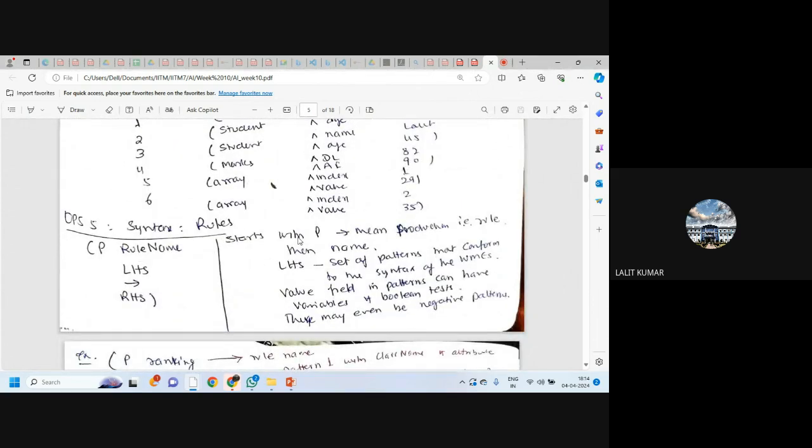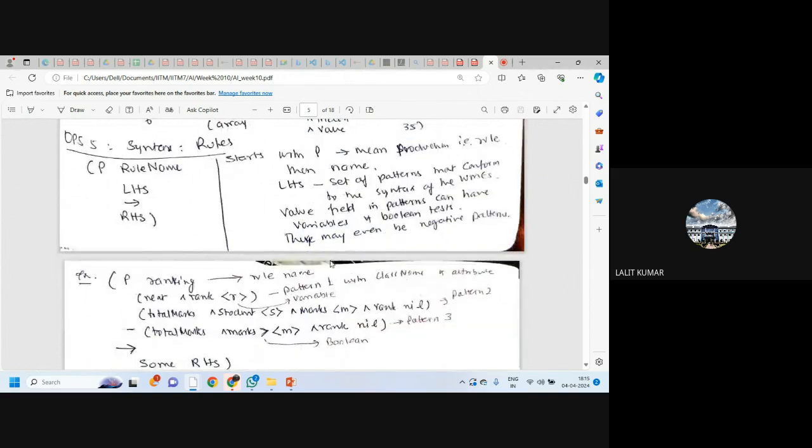Then we come to rules. So rules I earlier also covered. Rules are always identified with P. P means production. Then it has got a rule name. Then it has got a left-hand side, LHS. LHS is a set of patterns that conform to the syntax of the WMEs. The value field in the patterns can have variables and Boolean tests, and there may even be negative patterns also in the LHS.